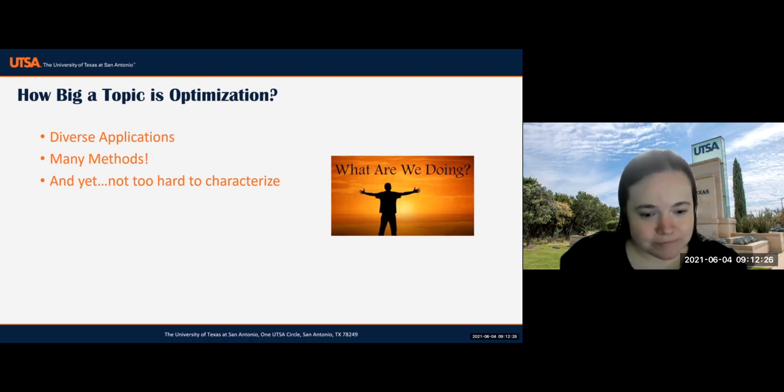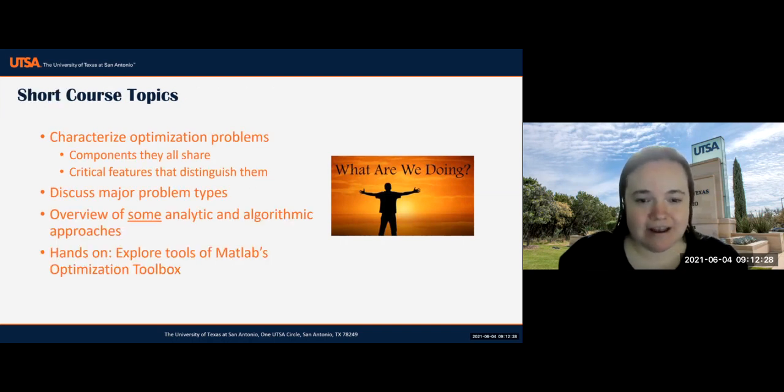And so that's what I'm going to focus on a lot in this short course: characterizing optimization problems by their main features, the components they all share, and then talking about the critical features that distinguish them. These critical features are going to distinguish what sort of algorithms you apply and what sort of methods you look for. And once we characterize these problems, we can name some major problem types.